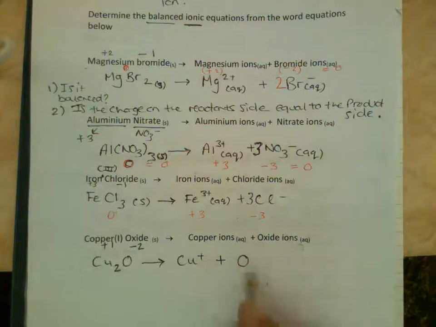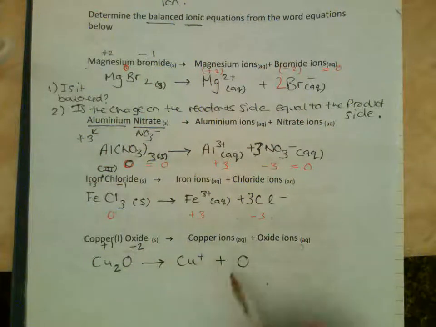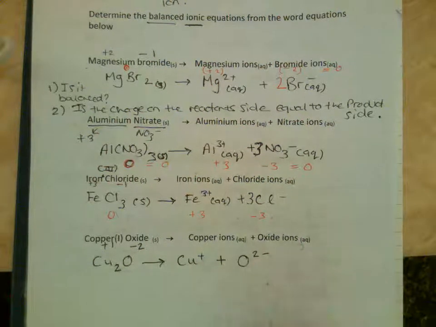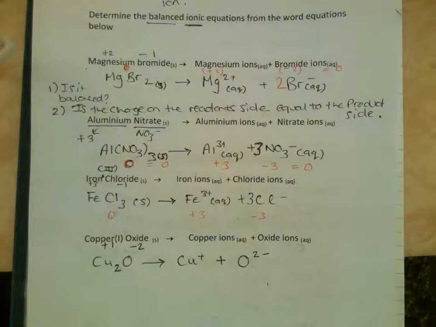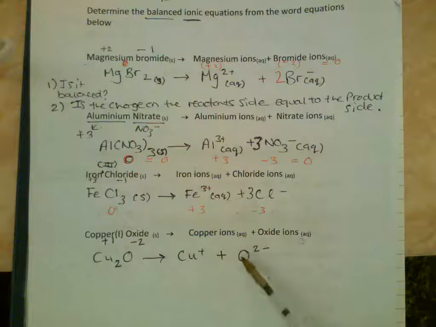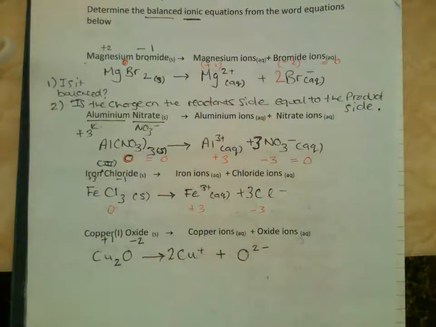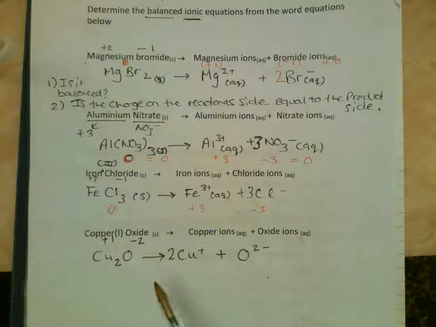Okay, now the oxide. Oxide has a charge of 2 minus. Then we ask ourselves the two questions that we've always asked ourselves. Is it balanced? Is it balanced, guys? So we have 1 oxygen and 2 coppers. Definitely we need to balance the coppers. So for 2 coppers, we're going to do the sensible thing.